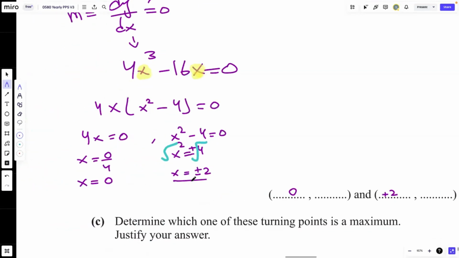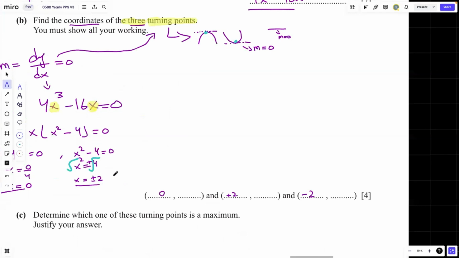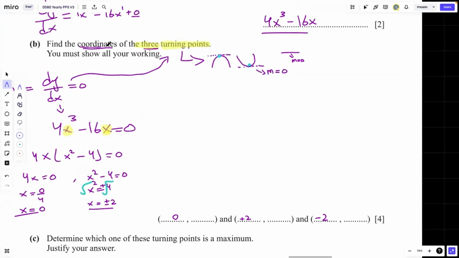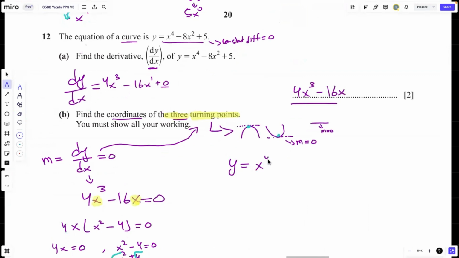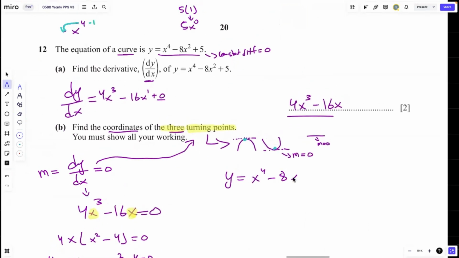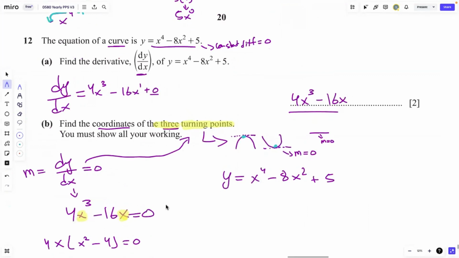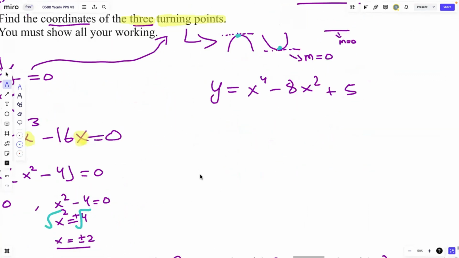Those are your three answers for the x, but we need the y because we set coordinates. So we need both the set of coordinates, x and y. So we'll just use the original equation for this. The original equation that we have is x to the power 4 minus 8x squared plus 5. And one at a time, we'll plug in all the x coordinates.